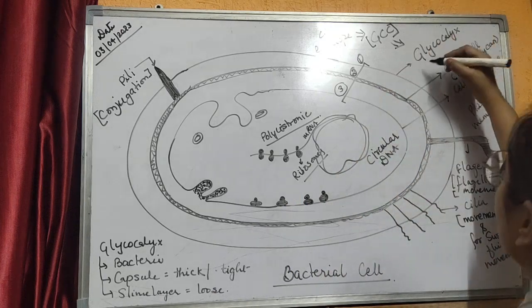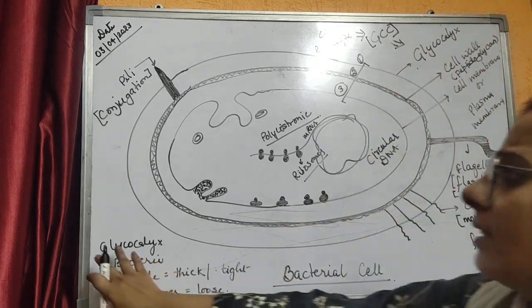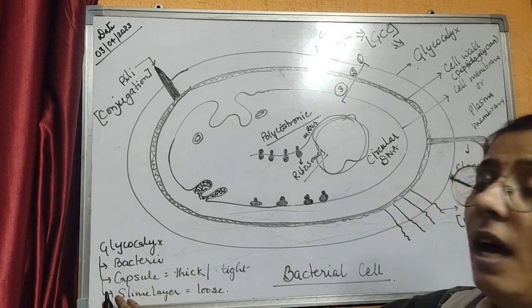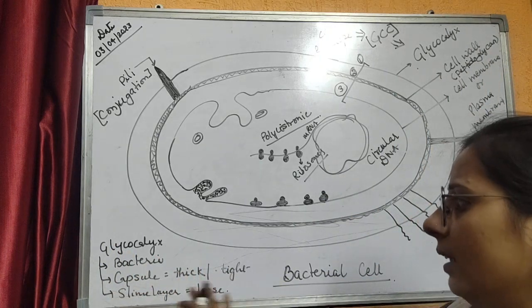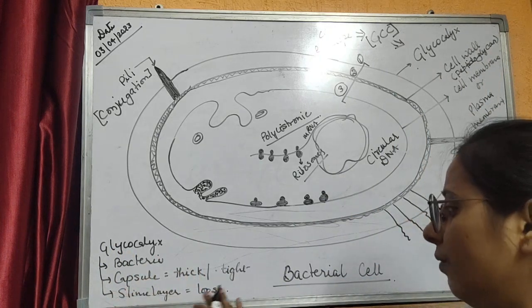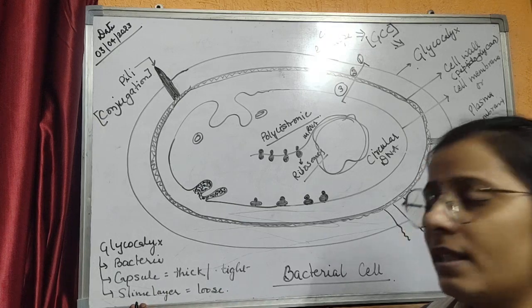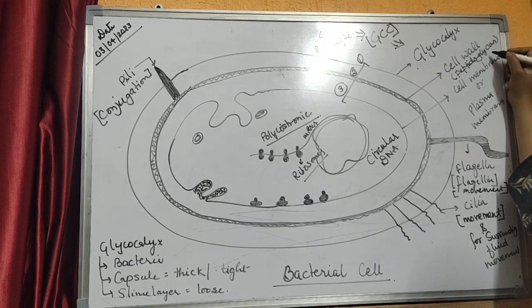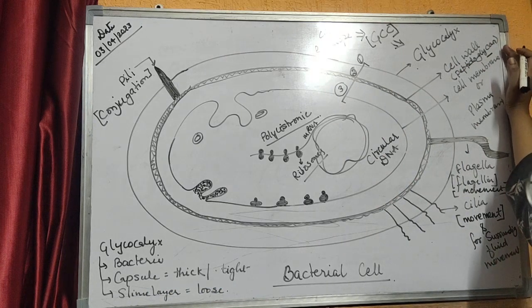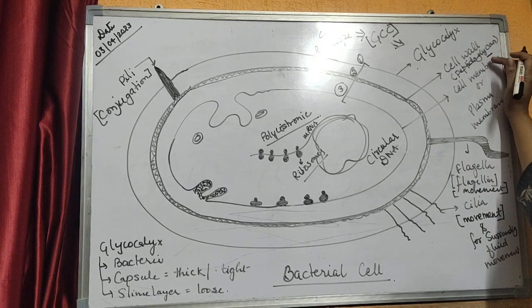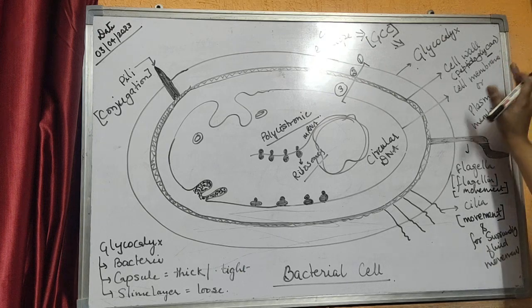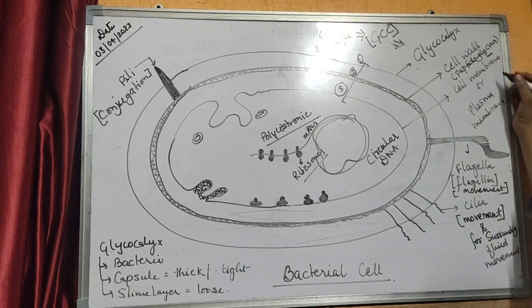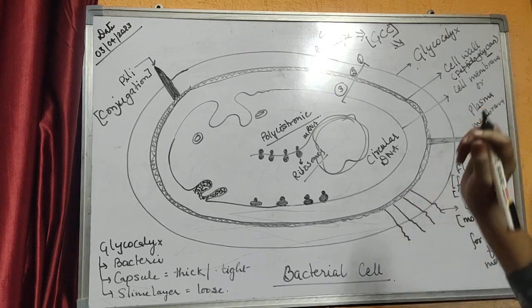This glycocalyx layer is very specific. It is only present in the bacteria, and if it is thick or tight, it is called a capsule, and if it is loose, it is called the slime layer. This cell wall is made up of peptidoglycan that has the base of a sugar and a protein moiety with it. The third layer is the cell membrane, also called the plasma membrane.